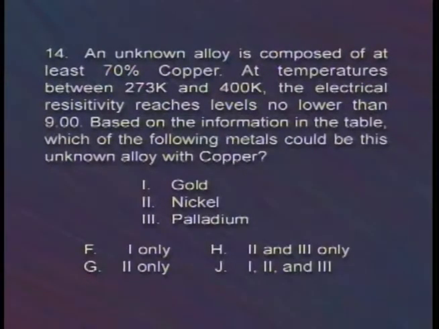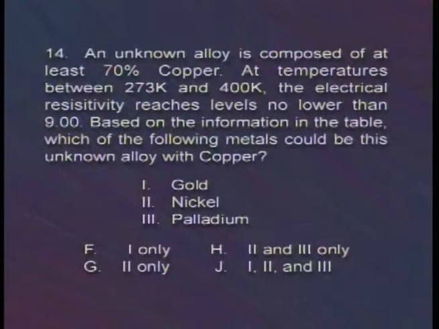This is a difficult question. It states that the unknown alloy is composed of at least 70% copper. Well, this percentage applies to all the alloys in the table. All of them have at least 70% copper. Also, the problem states the temperature ranges are between 273 and 400 degrees Kelvin. The only values in this table are between these two values. Thus, in a way, the problem is telling us to look at the entire table. The electrical resistivity reaches values no lower than 9.00.